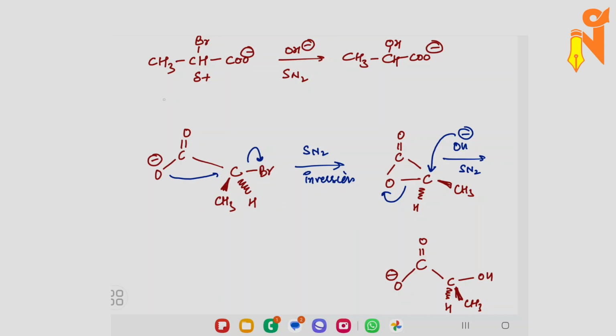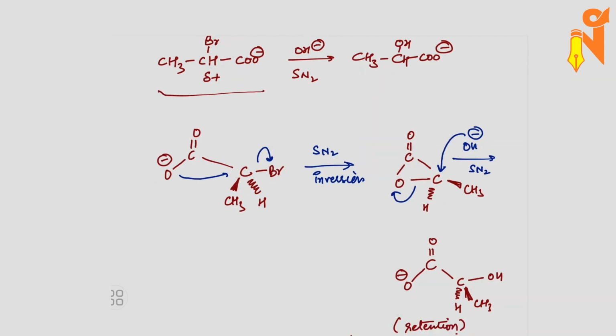Now let's see this question. In this question I have written CH3, CHBr and CHBr and CO minus. In this reaction, if I treat it with OH minus, it may feel like a simple SN2 reaction, where Br will get replaced by OH and inversion of configuration will happen. The reaction is SN2-like, but inversion is not the product for this reaction.